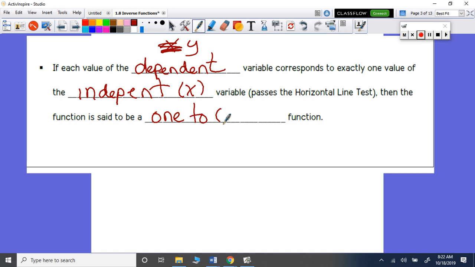That could be a really good short answer essay at some point. Maybe a Collins writing assignment talking about what does one-to-one really mean.